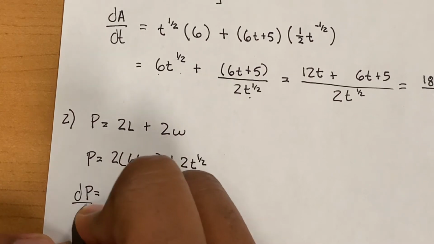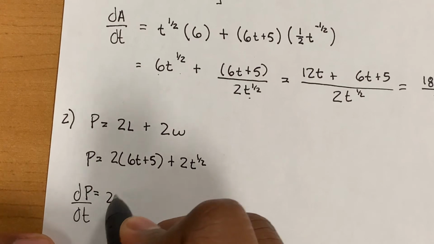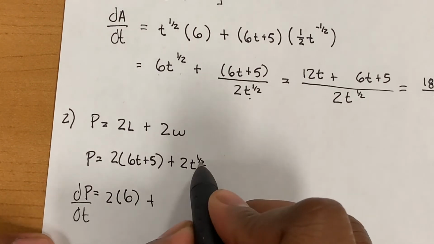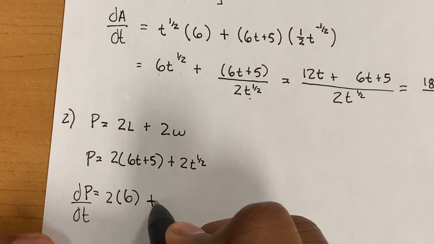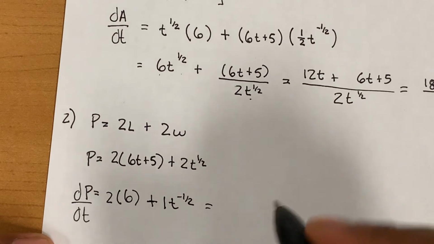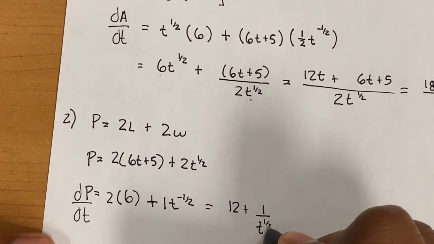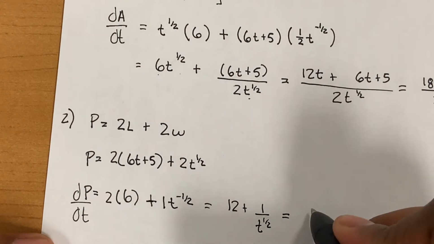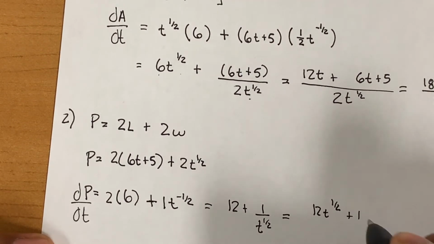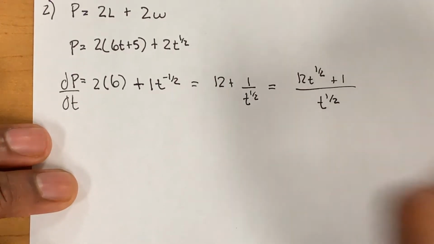So dP over dt is going to equal 2 times the derivative of 6t, which is 6, plus 1/2 times 2 is just 1. So we're going to put 1t to the negative 1/2. And that simplifies to be 12 plus 1 over t to the 1/2, which equals 12t to the 1/2 plus 1 over t to the 1/2.